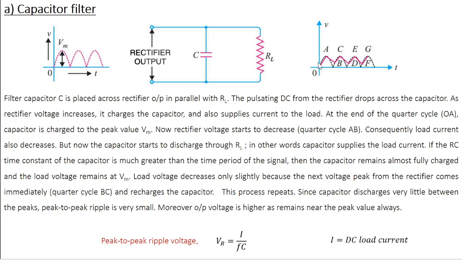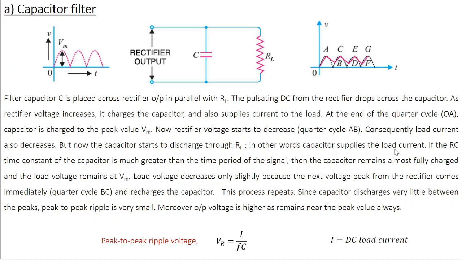Ideally, what should happen if there is no capacitor here? When the rectifier voltage decreases, the load current should decrease. But now the effect of the capacitor kicks in. The capacitor starts to discharge through RL. In other words, the capacitor supplies the load current. In the previous quarter cycle, it was storing the charges. Now it is supplying the charges.